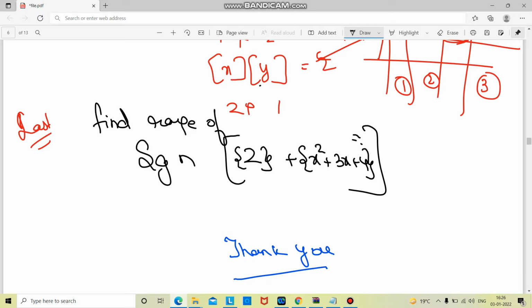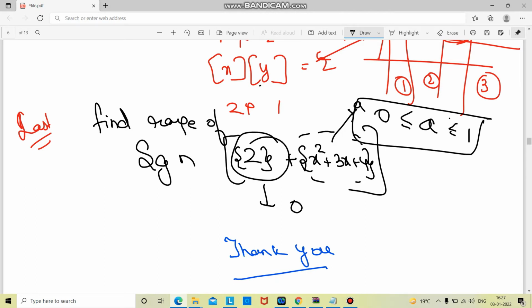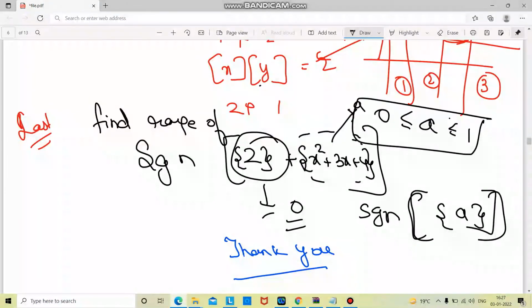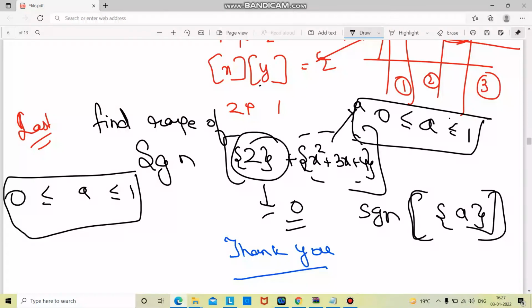It's very easy. It's fractional part, so it will be lying between 0 to 1, something between 0 to 1. This we consider as a would be lying in between 0 to 1, and fractional part of 2 is 0. So it becomes signum of fractional part of something, which is a. And fractional part, anything lying between 0 to 1, a is lying between 0 to 1. This greatest integer is always 0.